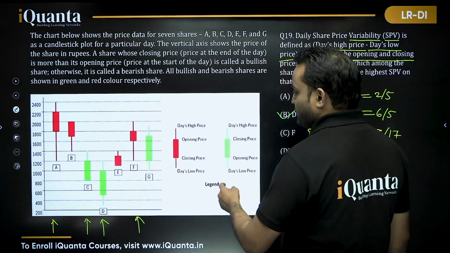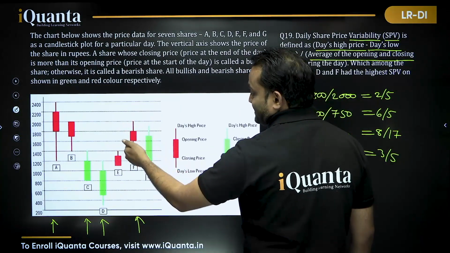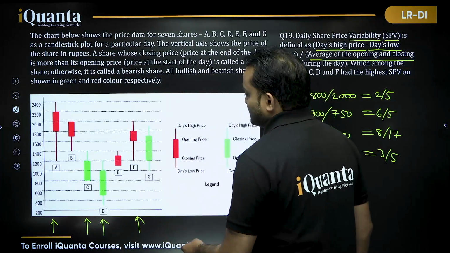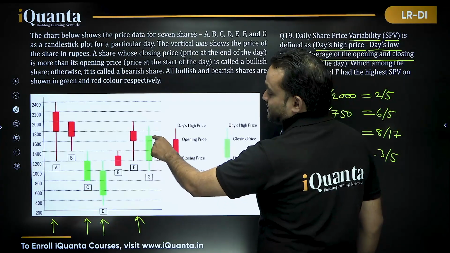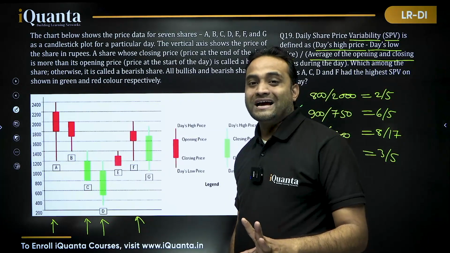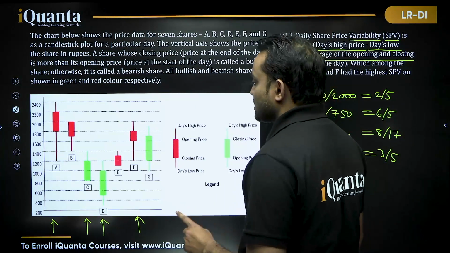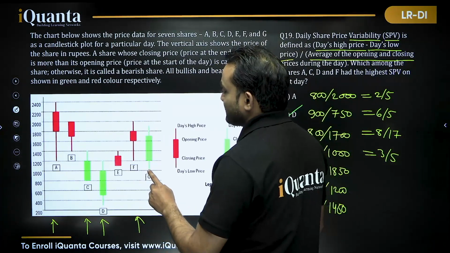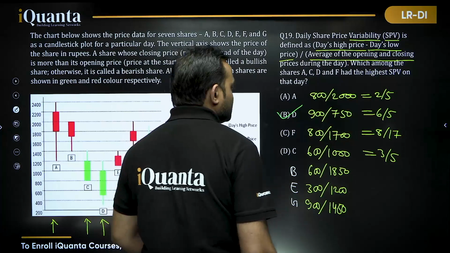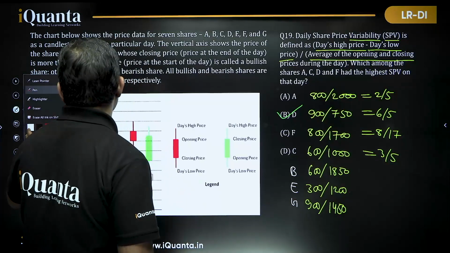Now if we check for G, opening is 1900, sorry, day's high is 1900 and this is 1000. The difference is 900, divided by... the opening price is 1200, the closing price is 1700. 1200, 1700, 2900 divided by 2, so 1450. Okay, now in case of B, let me check if I did any mistake, because this is 2000, 1700. Yeah, all okay.